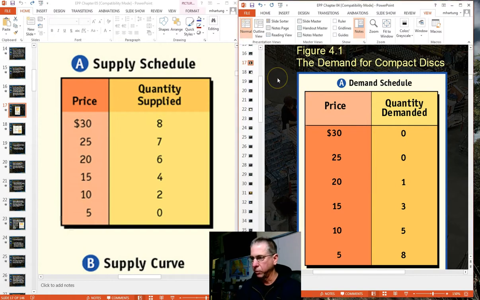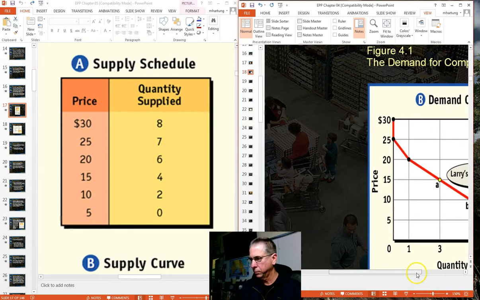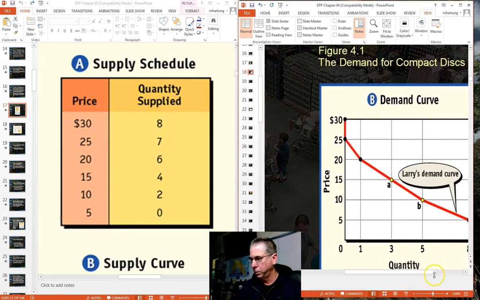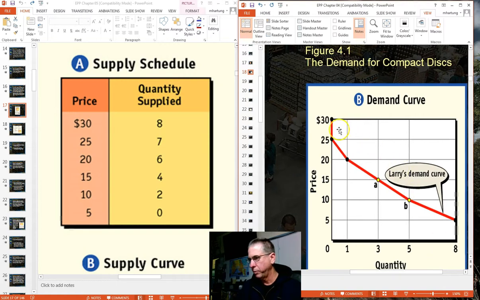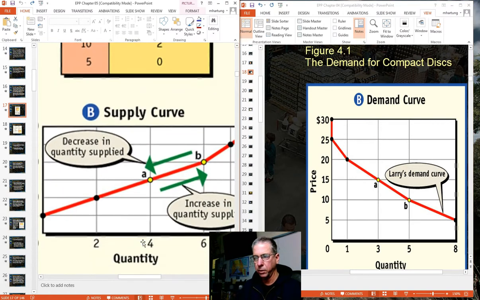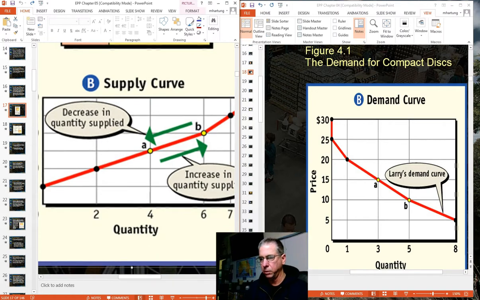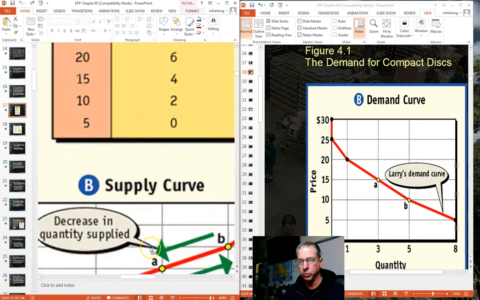Let's take a look at what the graph would look like. There's our demand curve that comes from that schedule. And remember that it was downward sloping, left to right. And now if we graph this information, let's see what we have here. Looks just a little different. Looks, oh, it's upward sloping left to right. See that? Let me zoom out just a little bit.